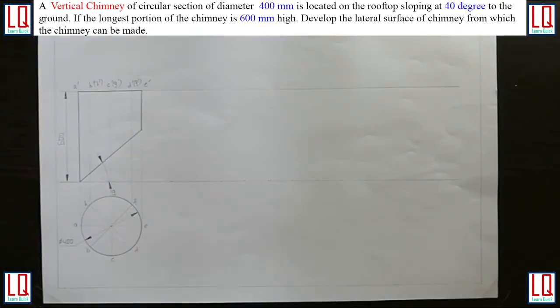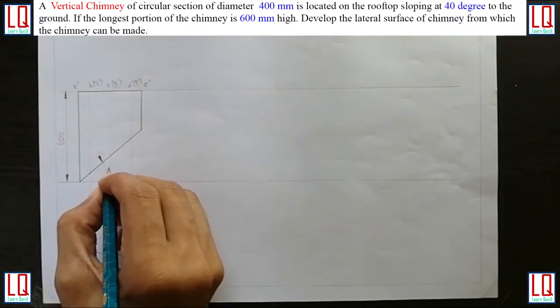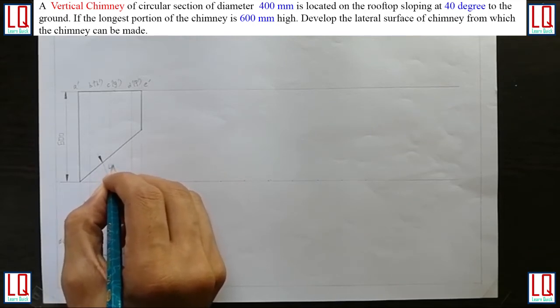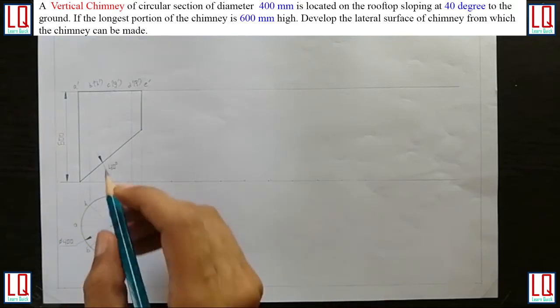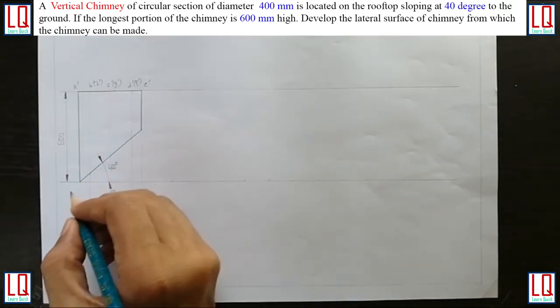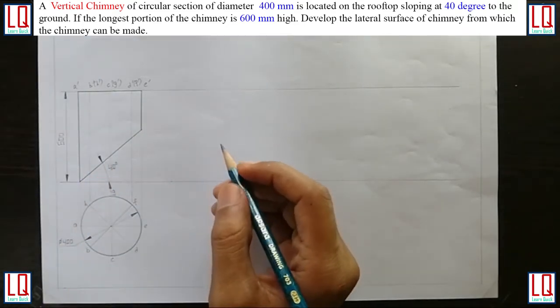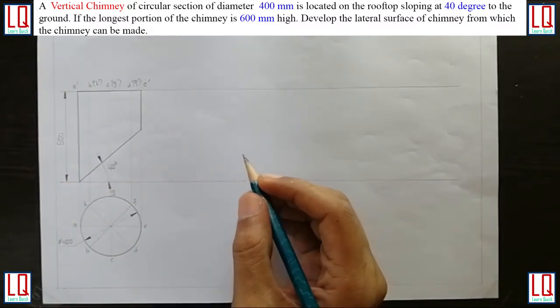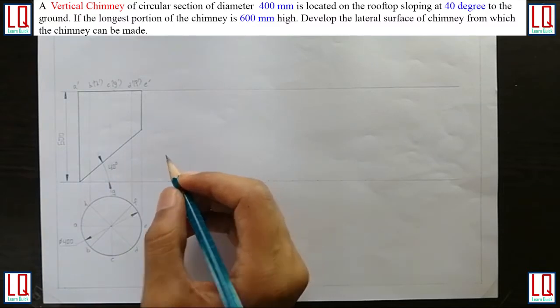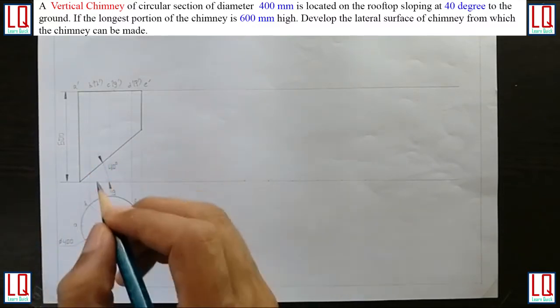The slope angle is 40°. Now we will consider this as our cutting plane. Like we did in the previous sections of solids problems and development problems, we will consider this as a cutting plane so that we can mark the cutting points here.